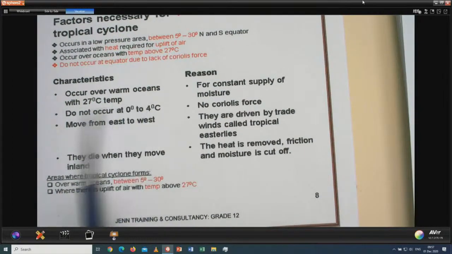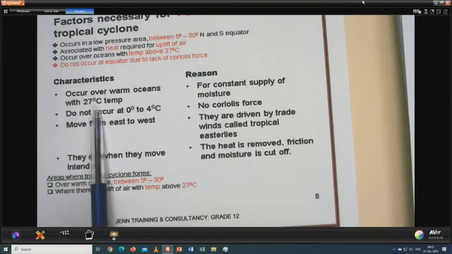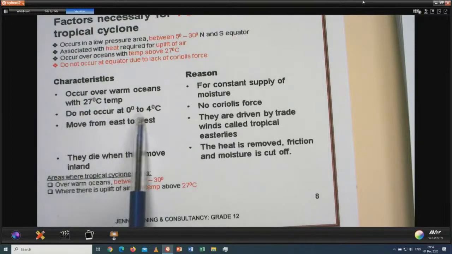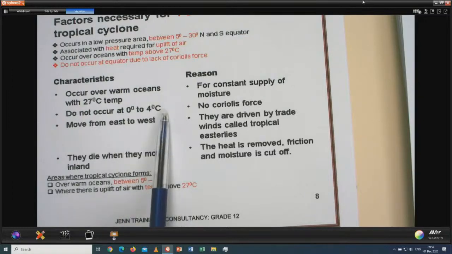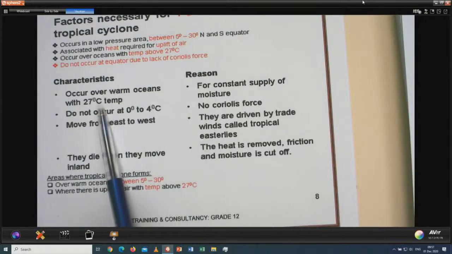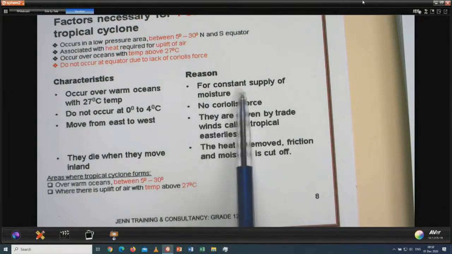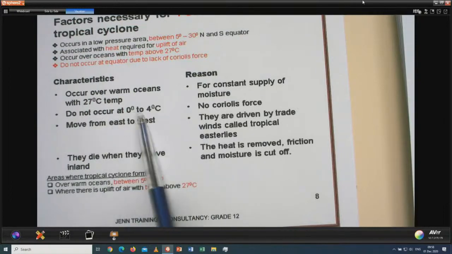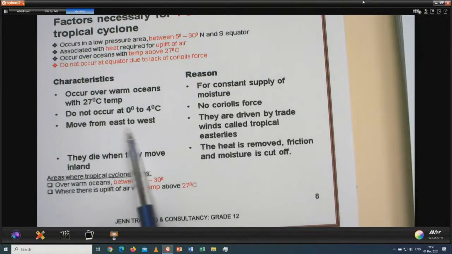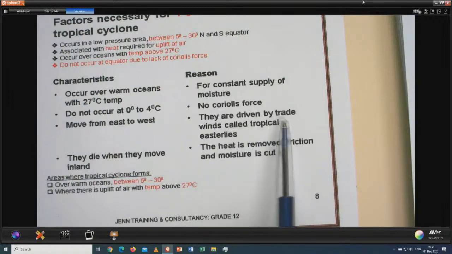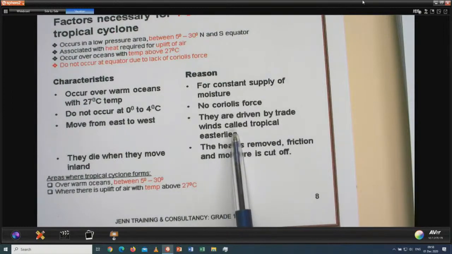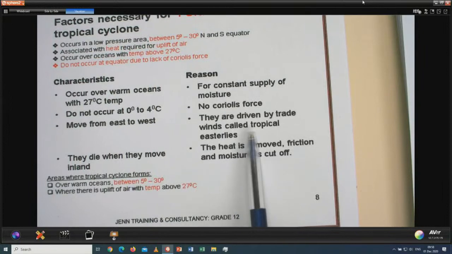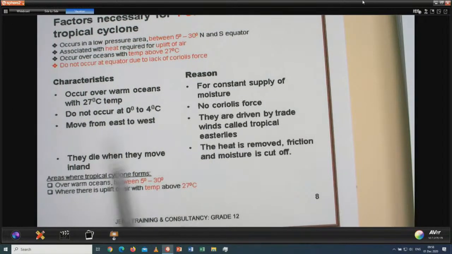They occur over warm oceans with a 27 degrees Celsius temperature, do not occur between 0 and 5 degrees, and move from east to west. They occur here because of a constant supply of moisture. They do not occur here because there is no Coriolis force. They move from east to west because they are driven by the trade winds, which are referred to as the tropical easterlies. Another characteristic: they die when they move inland.